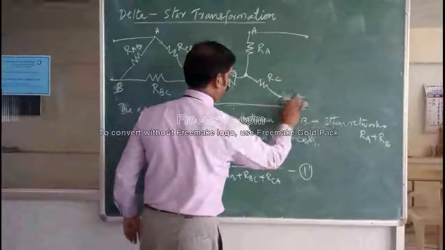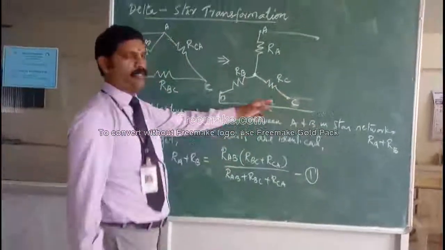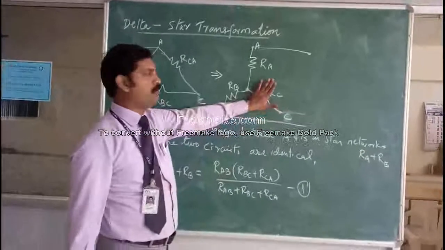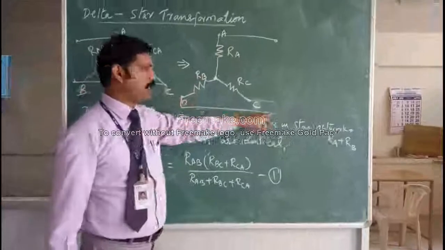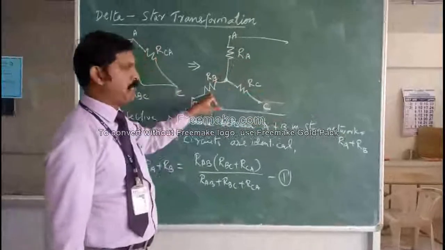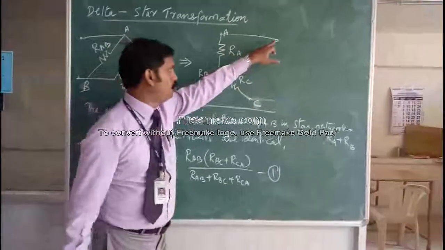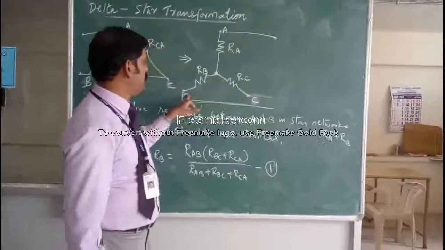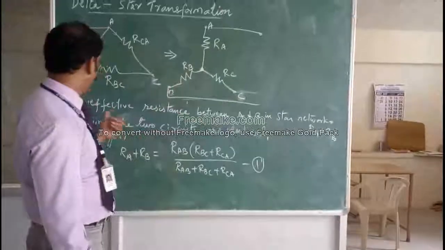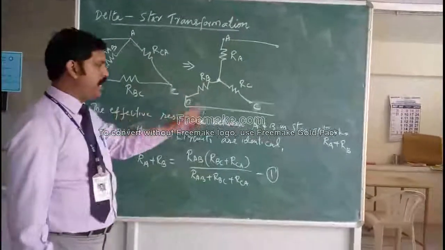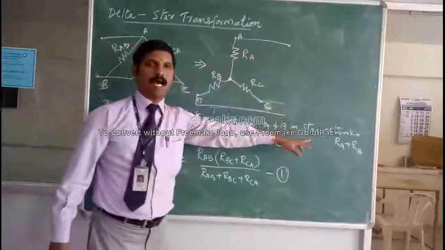Ignoring this terminal C, no current will be flowing because it is open. So we can assume that now between A and B for the star connection, it will be simply RA plus RB. These two are in series now. Between these two points, B and A, you can see RA and RB both are in series. So the effective resistance between A and B in the star network can be given as RA plus RB.